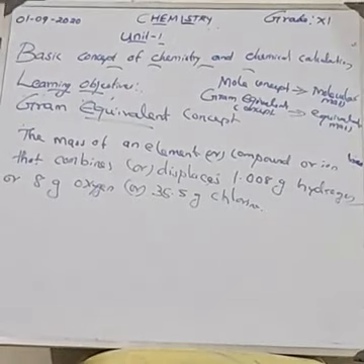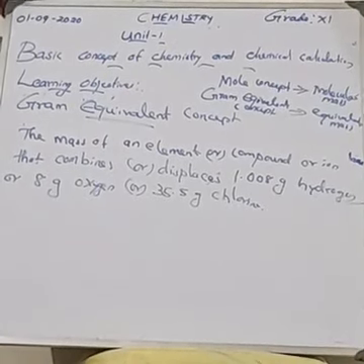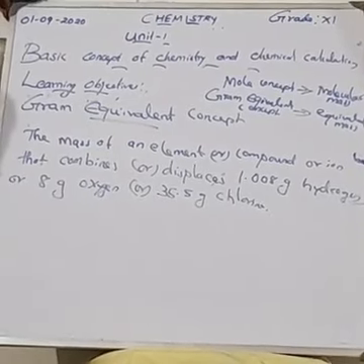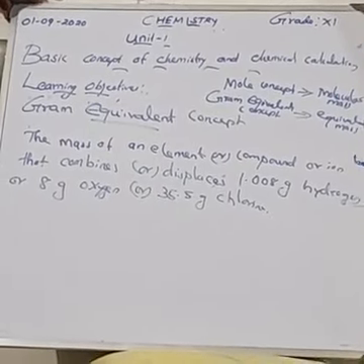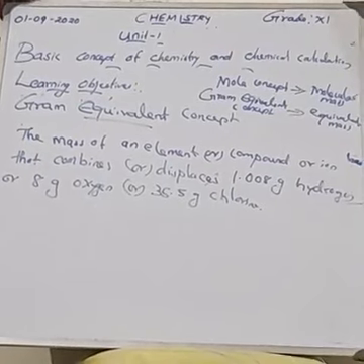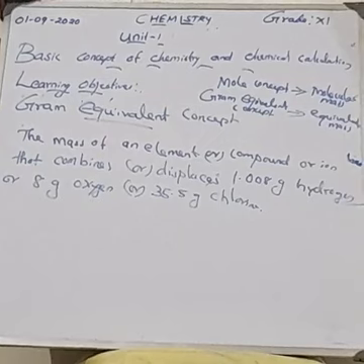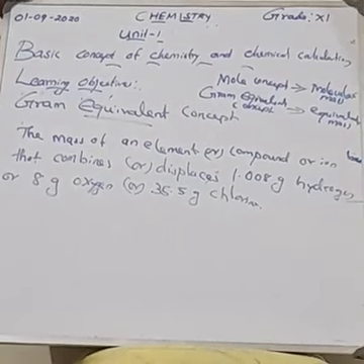What is the gram equivalent concept? It is defined as the mass of an element that combines or displaces 1.008 gram of hydrogen or 8 gram of oxygen or 35.5 gram of chlorine.